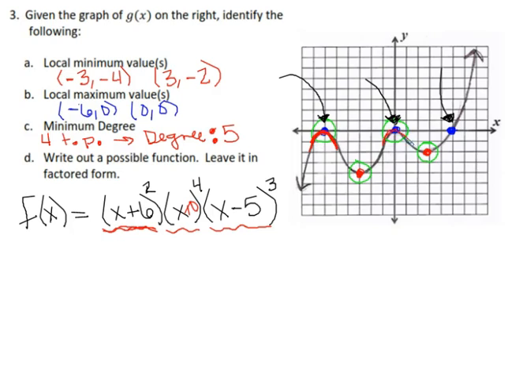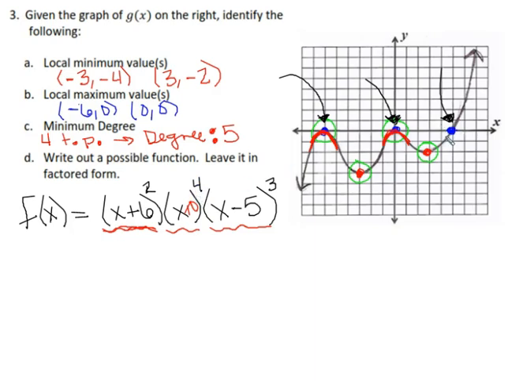Same thing's going on here. Notice how our graph is just touching the x-axis. It is tangent to the x-axis at this particular point. So we need another even exponent right here. I put down 4, you could put down 2, maybe 6, whatever your heart desires, but it has to be even.